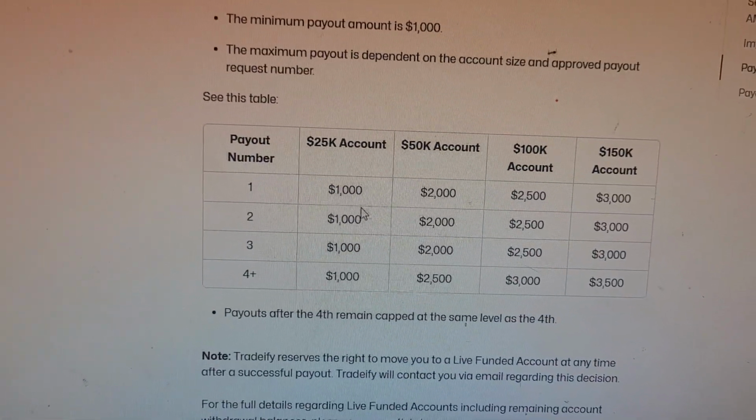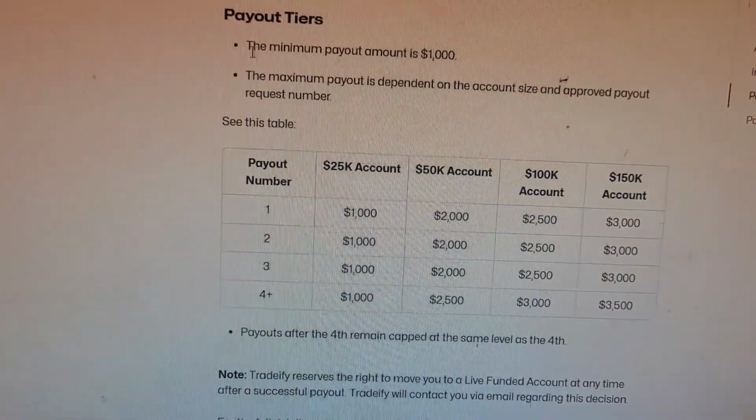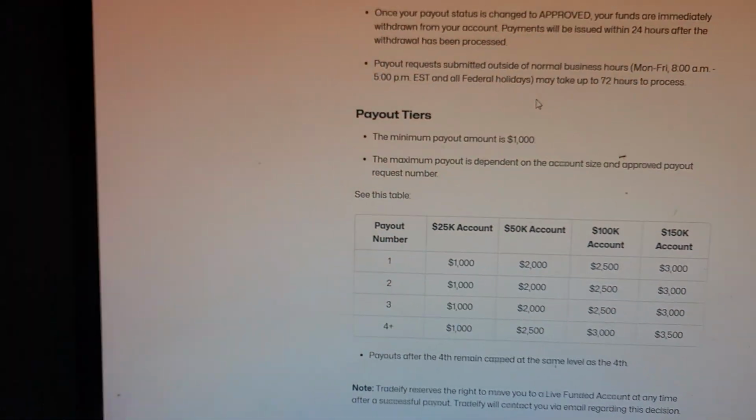After it goes, the minimum payout amount is $1,000. The reason I'm looking into that is because I'm like, whoa, if I just kept my risk the same, risking $100 to make $200 for every trade that I've taken, I'd be close to the payout goal for the first one.